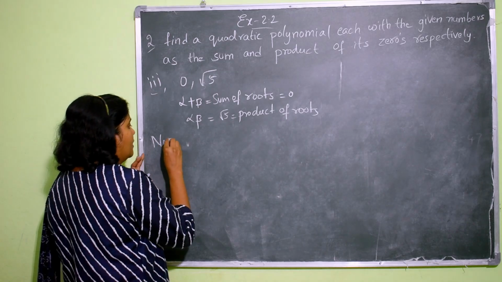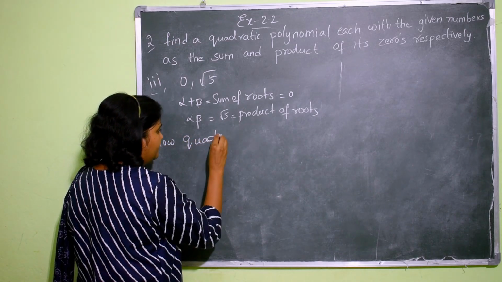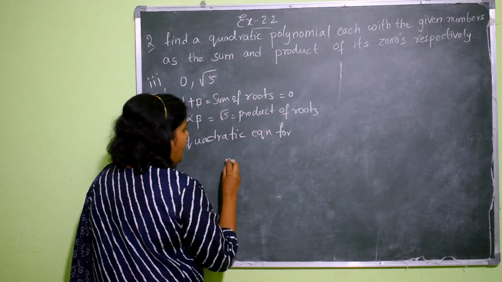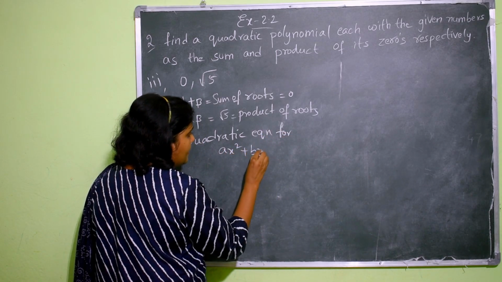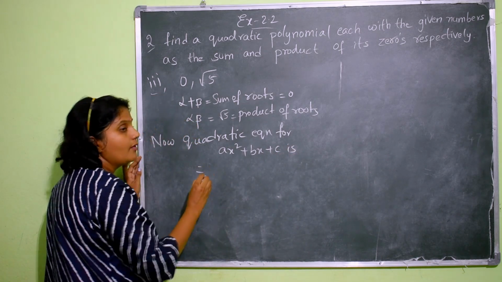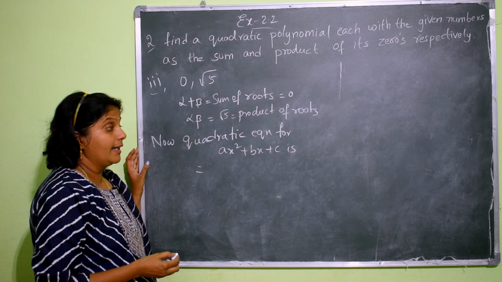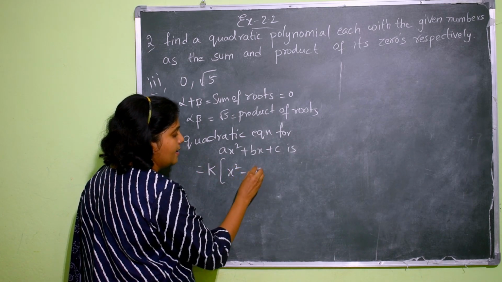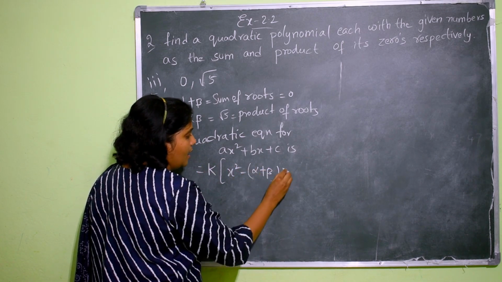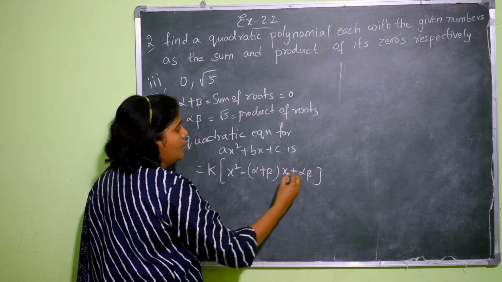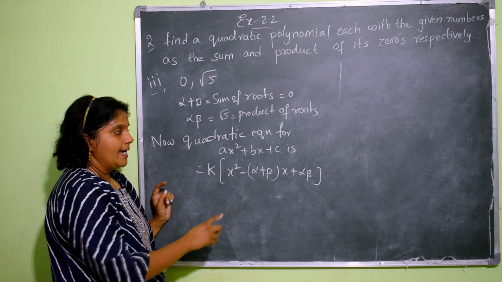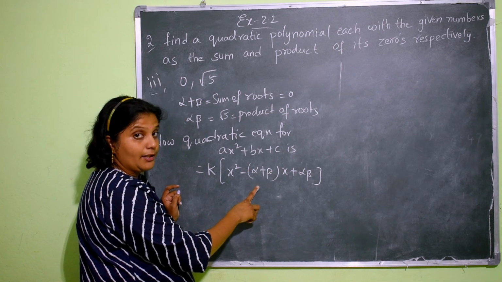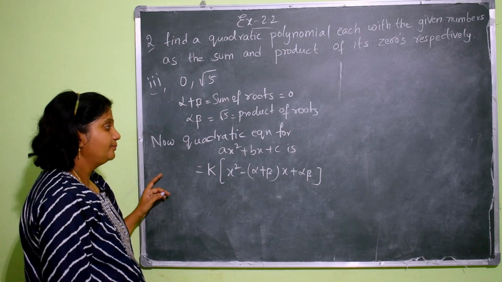Now the quadratic equation for ax square plus bx plus c. What is the quadratic equation of the general form? We already know that it is k into x square minus alpha plus beta into x plus alpha beta. So the quadratic equation for ax square plus bx plus c is k into x square minus alpha plus beta into x plus alpha beta.